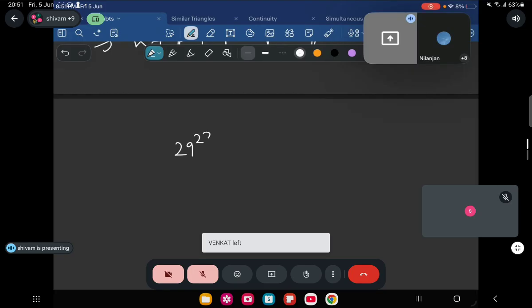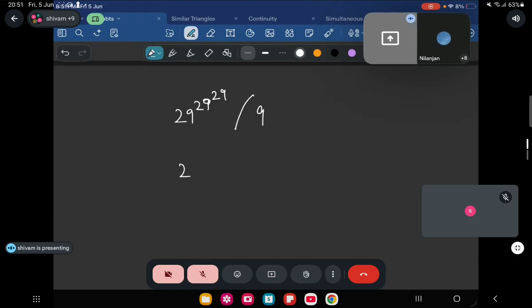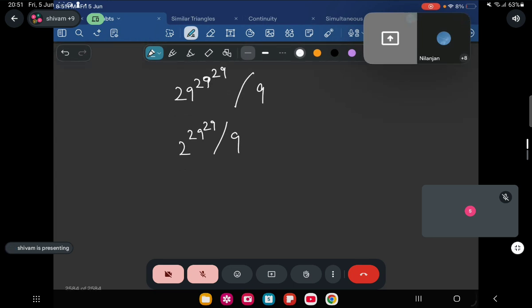It was 29 to the power 29 to the power 29 divided by 9, right? Yes. So it is equivalent to finding the remainder when 2 to the power 29 to the power 29 is divided by 9, right? I didn't solve it. I just said that it is 2. Okay, so what do we have to start with? We have to start with 2 cube. 2 cube is congruent to minus 1 mod 9, right?